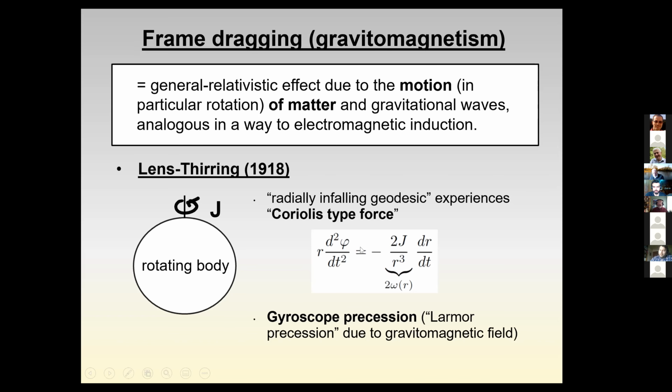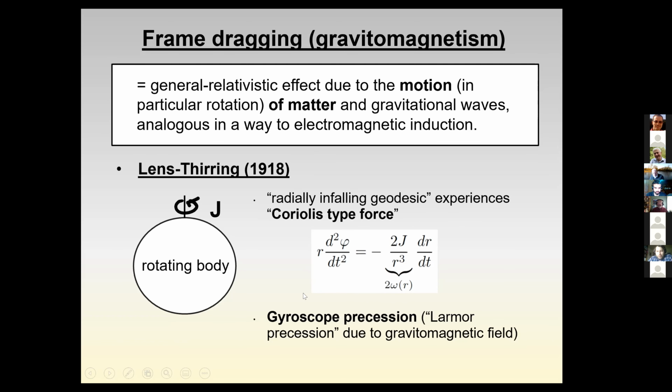If you look at the acceleration in the phi direction, this is precisely governed by the following radially dependent omega. So if omega were constant, this would be just the standard Coriolis force in the rotating frame. But now this omega, of course, depends on how far I'm away from the rotating body. But anyway, there's this type of Coriolis force. In other words, these particles which fall radially in will be dragged along the rotation of the body.